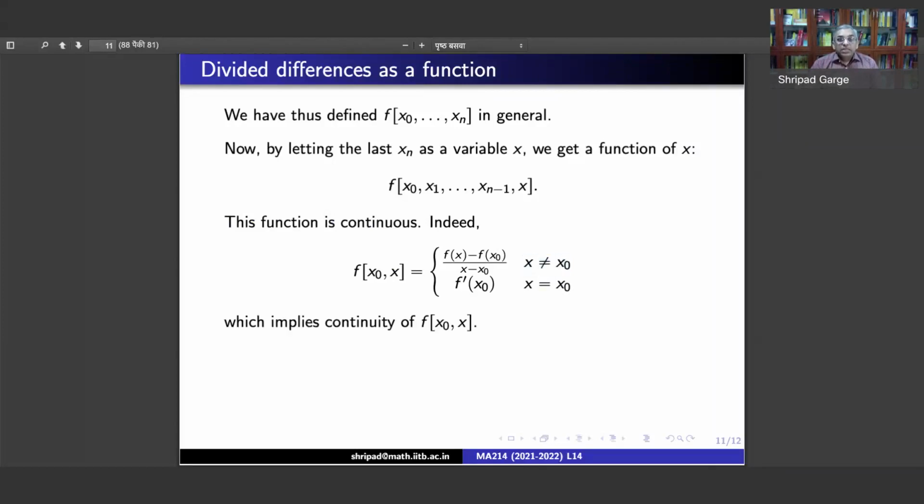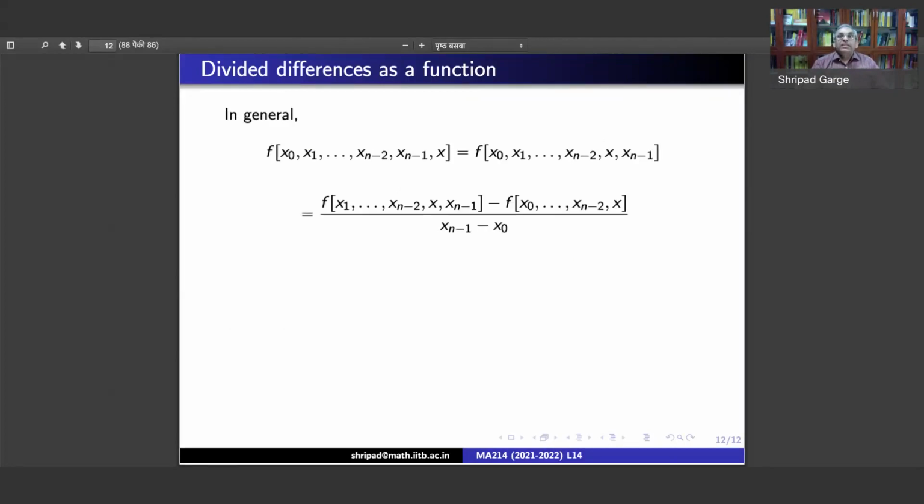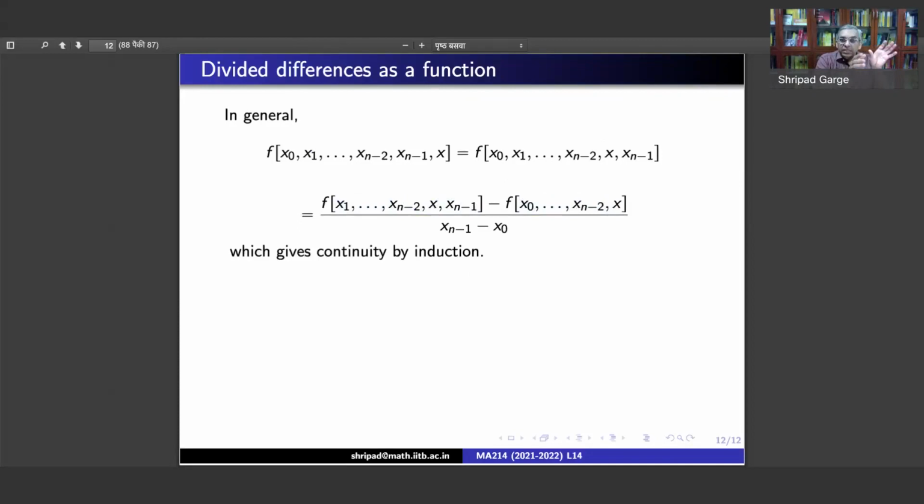And in general, we will have f[x0, ..., xn minus 2, xn minus 1, x] equal to, so I will flip the x and xn minus 1, and we get this recursive formula. Remember, we have this recursive formula for the Newton's divided differences. So this recursive formula will tell you that I have a continuous function here already. I subtract another continuous function from that and I divide by a real number. So by induction, f[x1, ..., xn minus 2, x] is a continuous function, and here you have a continuous function, and then we are simply dividing by this real number xn minus 1 minus x0. So we do get continuity.